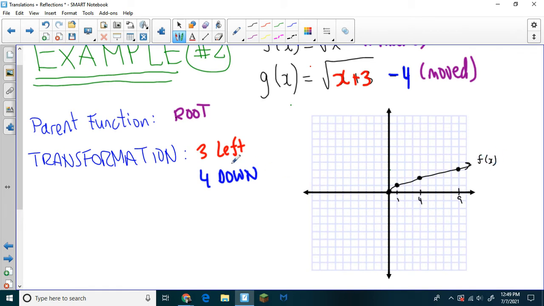Okay, now, so what am I doing? Well, the graph of g of x is just this graph, but I'm just moving it 3 left and 4 down. So this point is going to go 1, 2, 3 to the left and 4 down. 1, 2, 3, 4. So I'll put a dot there. I'll do the same for each of the other points, counting 3 left and 4 down.